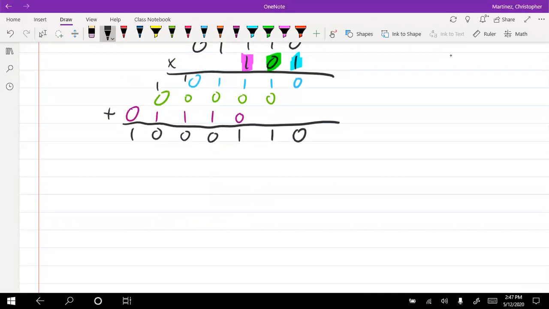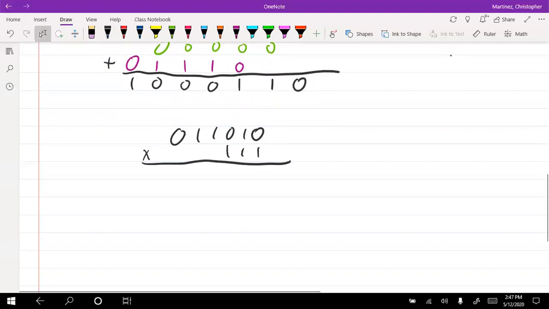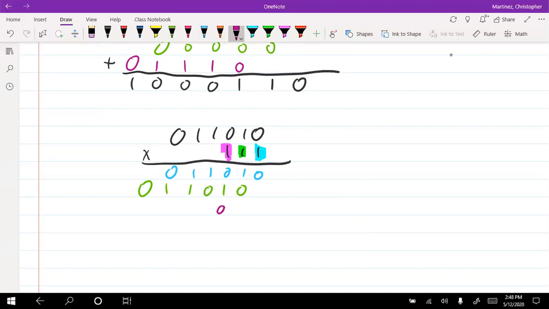Let's do something a little different. Let's say I had 0, 1, 1, 0, 1, 0. And let's multiply that by 1, 1, 1. All right, so again, we do blue, 0, 1, 0, 1, 1, 0. Then the next one is green. That's a 0, 1, 0, 1, 1, 0. Then the last one is purple. Purple is 0, 1, 0, 1, 1, 0.